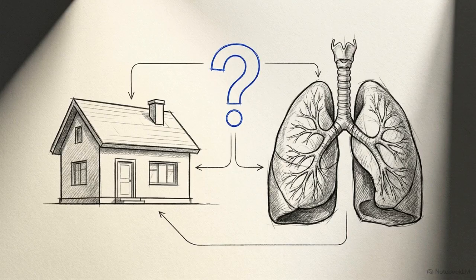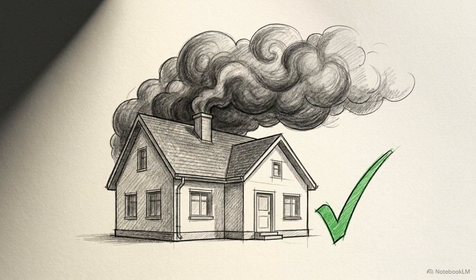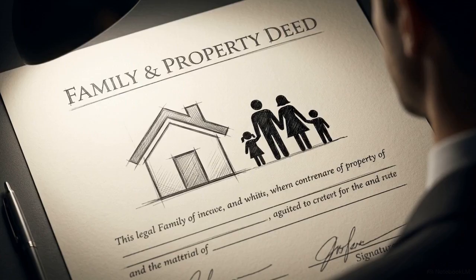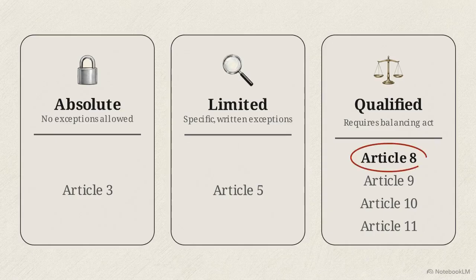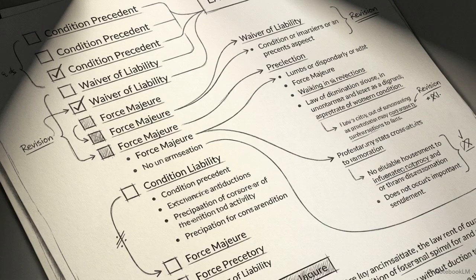Returning to our scenario, we have to identify exactly what legal claim Rihanna has regarding her home and her health. The incinerator directly impacts her living space. This engages Article 8, the right to respect for private and family life and the home. We look to our taxonomy and see that Article 8 sits firmly in the qualified tier. Because Article 8 is qualified, Rihanna's victory is not guaranteed.